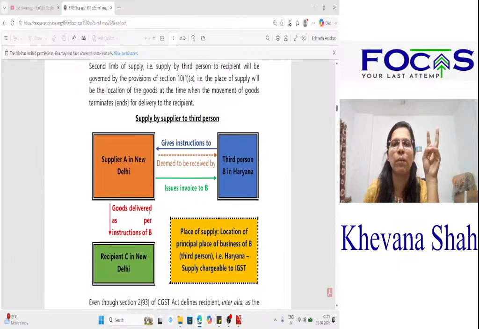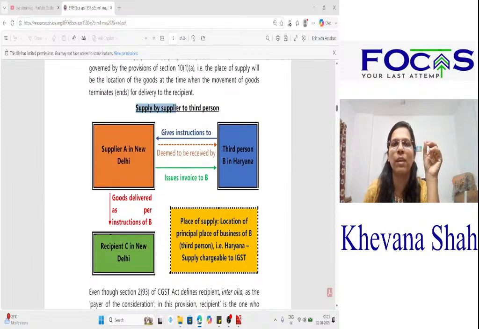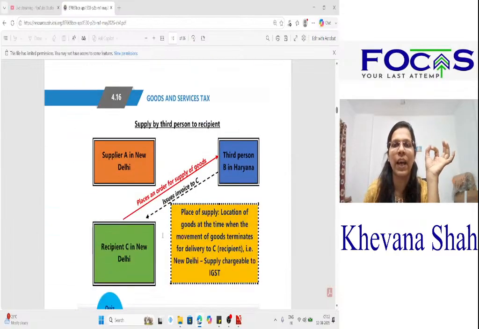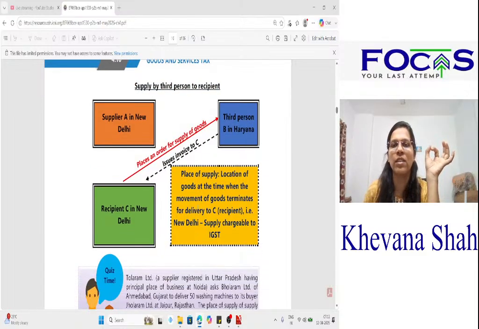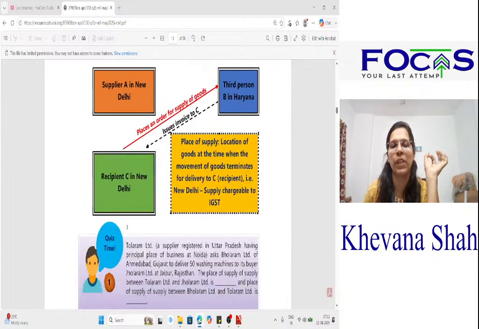Okay, so you have two supplies. One is the supply by supplier to third person. So from supplier A to this third person B in Haryana. Now this is again your IGST from Delhi to Haryana. And another supply is your supply by third person to recipient. In this case, the movement of goods is involved. So the place where the movement terminates, that is your place of supply.